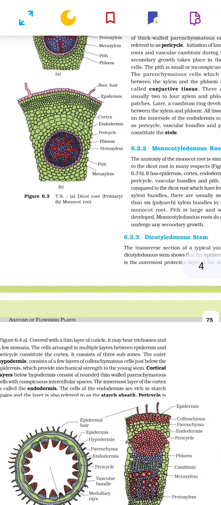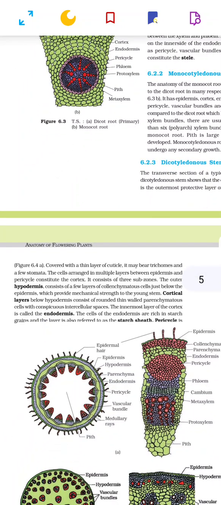of the stem, covered with a thin layer of cuticle. It may bear trichomes and a few stomata. The cells arranged in multiple layers between epidermis and pericycle constitute the cortex. It consists of 3 subzones.